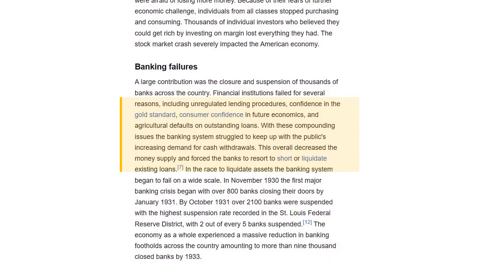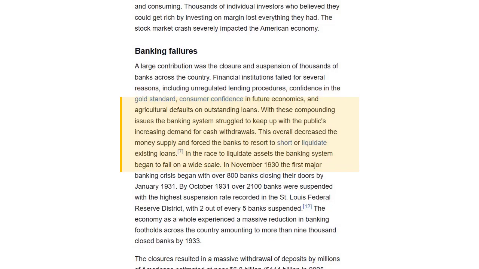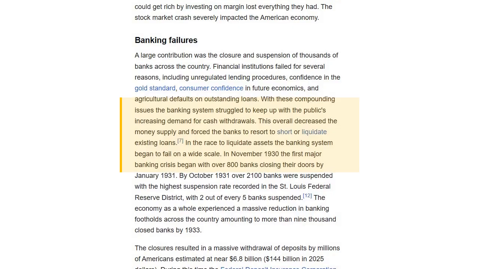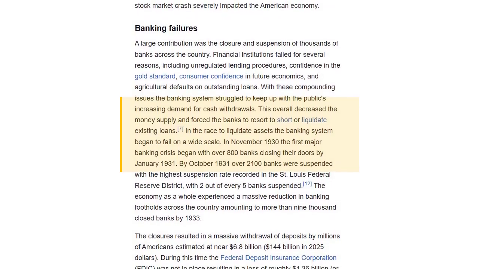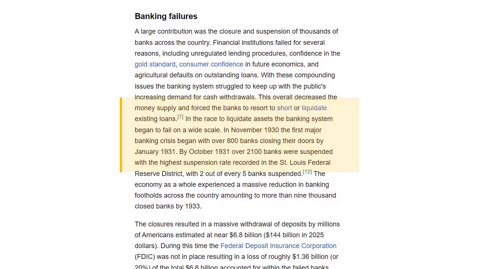With these compounding issues, the banking system struggled to keep up with the public's increasing demand for cash withdrawals. This overall decreased the money supply and forced the banks to resort to short or liquidate existing loans. In the race to liquidate assets, the banking system began to fail on a wide scale.